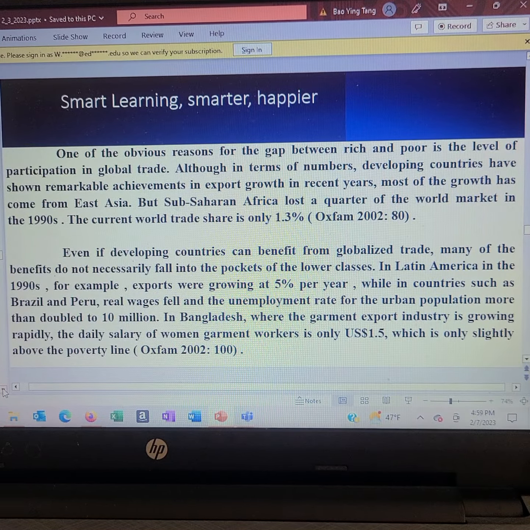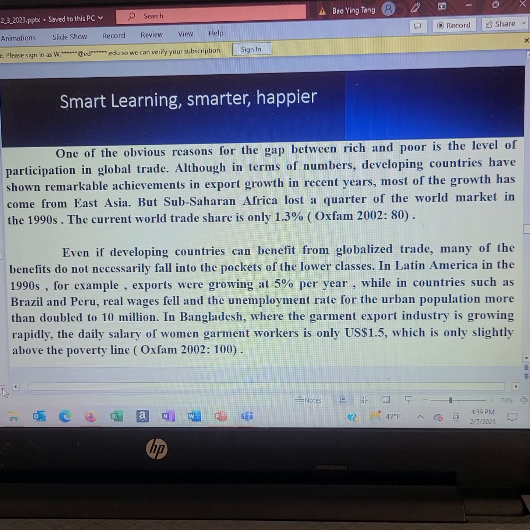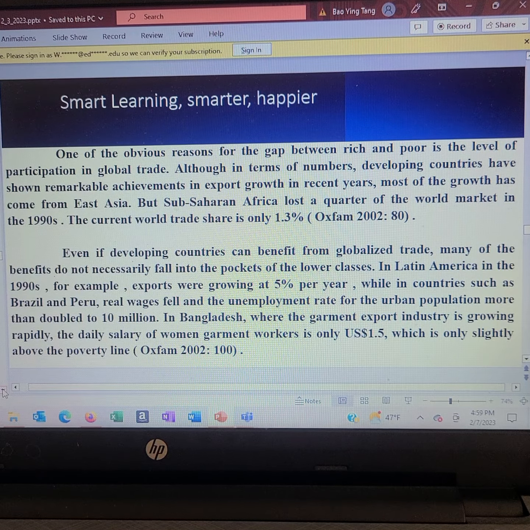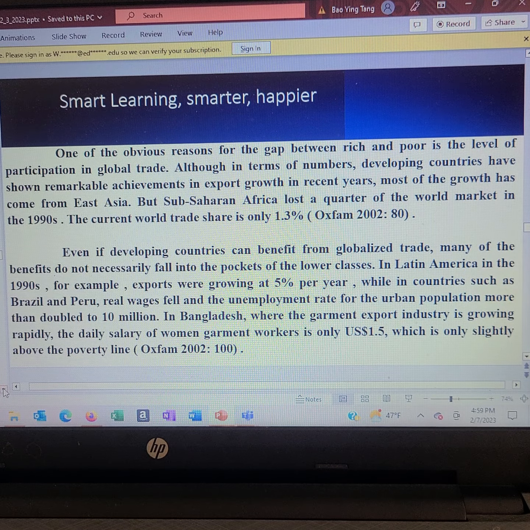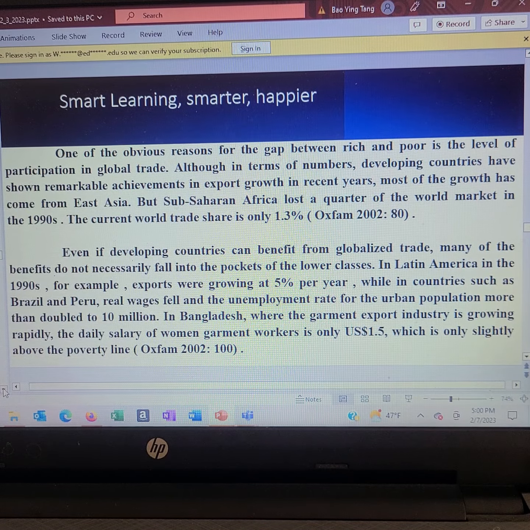One of the obvious reasons for the gap between rich and poor is the level of participation in global trade. Although in terms of numbers, developing countries have shown remarkable achievements in export growth in recent years, most of the growth has come from East Asia, but sub-Saharan Africa lost a quarter of the world market in the 1990s. Current world trade share is only 1.3%.